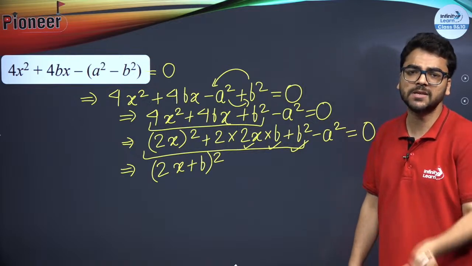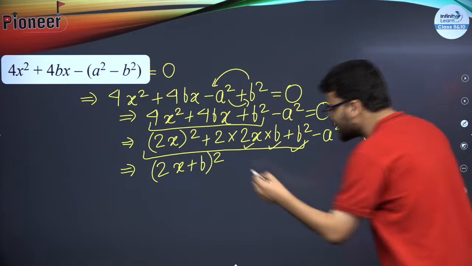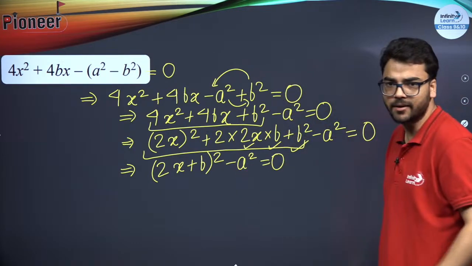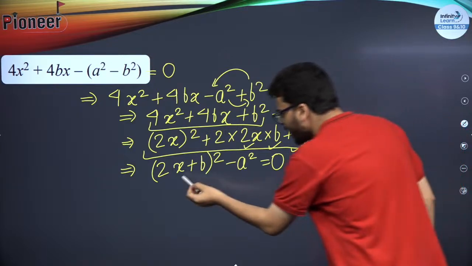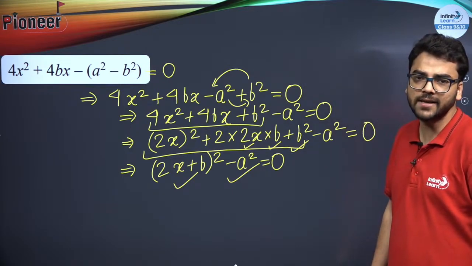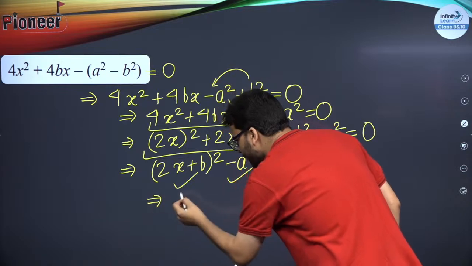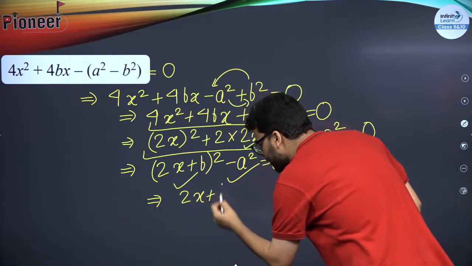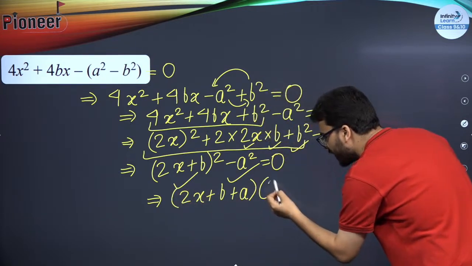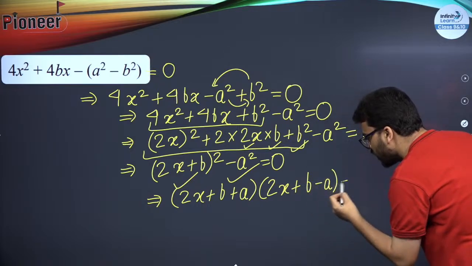You have studied that a plus b the whole square is a square plus 2ab plus b square, right? And minus a square is already there over here. I hope this is clear. So again, can I use the x square minus y square identity? X square minus y square is what? X plus y, x minus y. So can I say over here that this will be equal to 2x plus b plus a over here, and in the other bracket you will be getting 2x plus b minus a over here, and that is equal to 0.